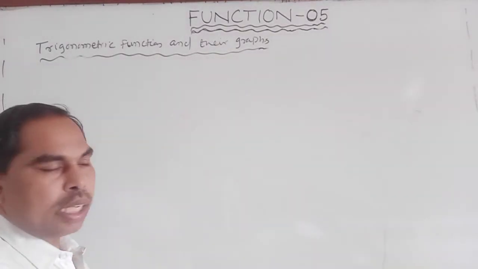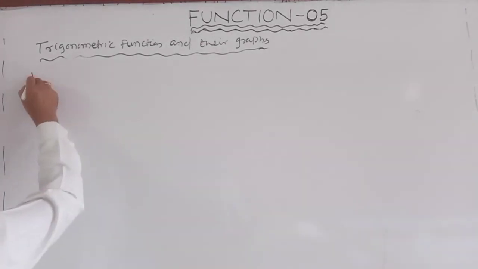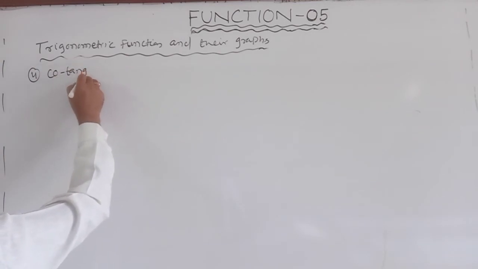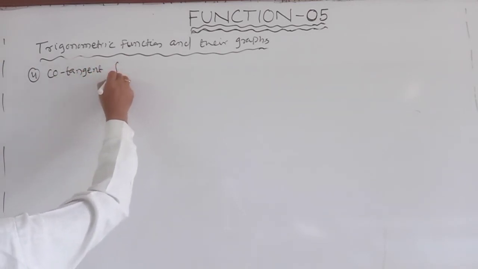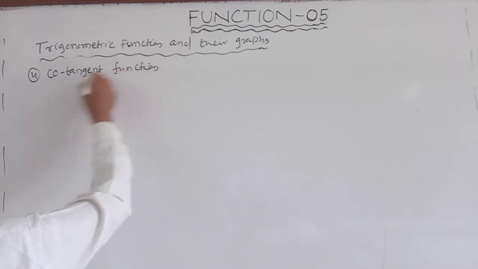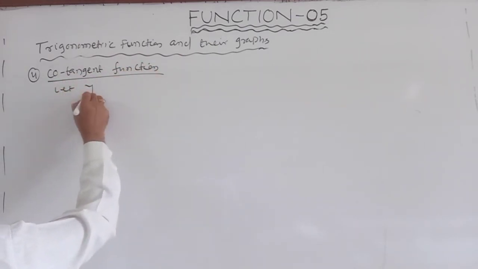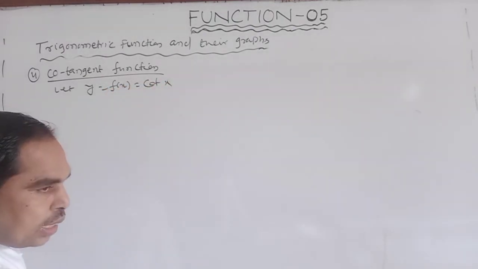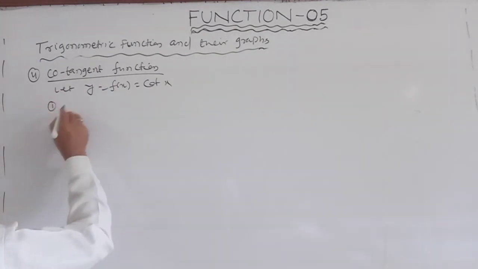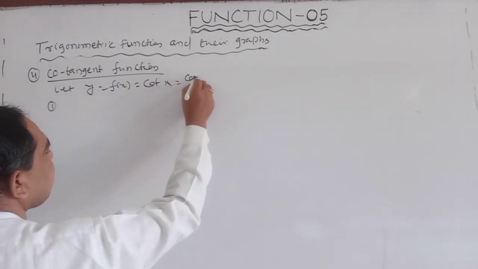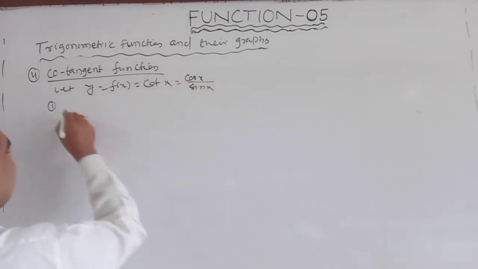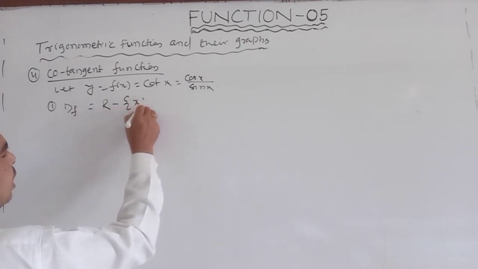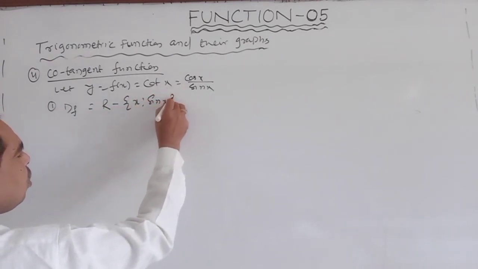Next, the fourth one, the cotangent function. Cotangent function. Let y is equal to f(x) is equal to cot x. First, the domain: cot x is equal to cos x by sin x. Domain of f is equal to R minus the set of x such that sin x is equal to 0. Sin x is equal to 0.